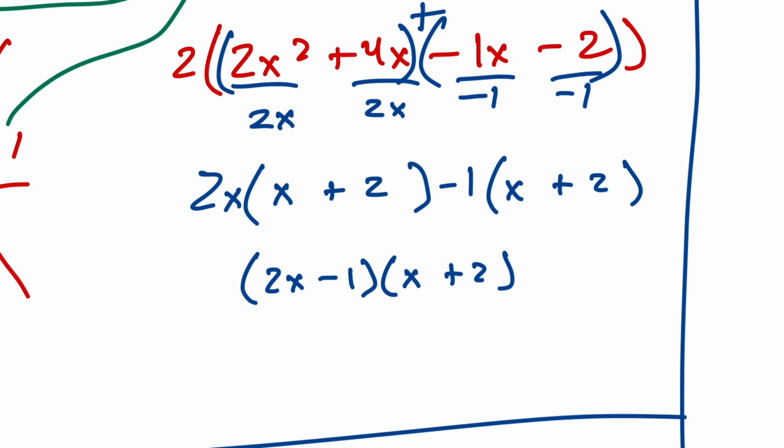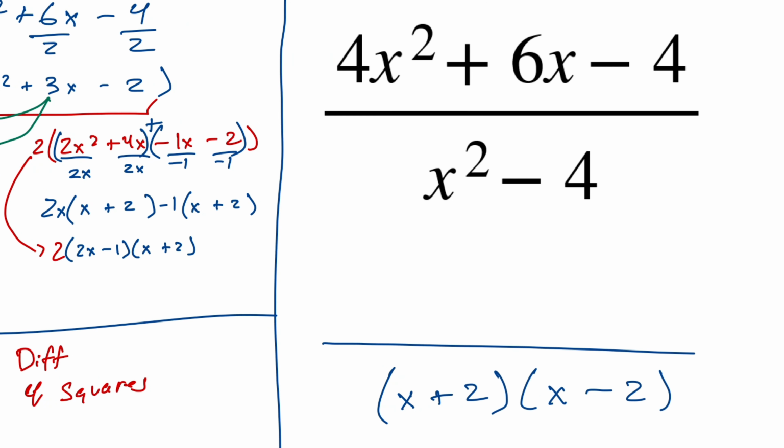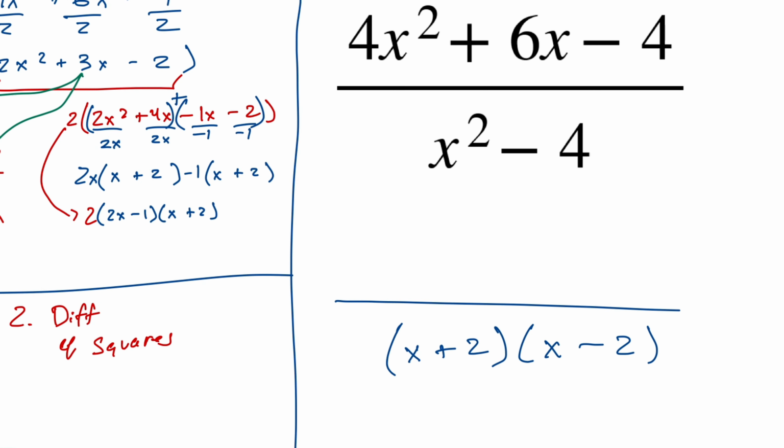And I do have this 2 on the outside that I'm going to bring back now, because now that's in its most simple form. So it's not going to look like it's next to another factor, okay? So I'm going to bring all this back over here, all right? This is 2 times 2x minus 1 times x plus 2, okay?